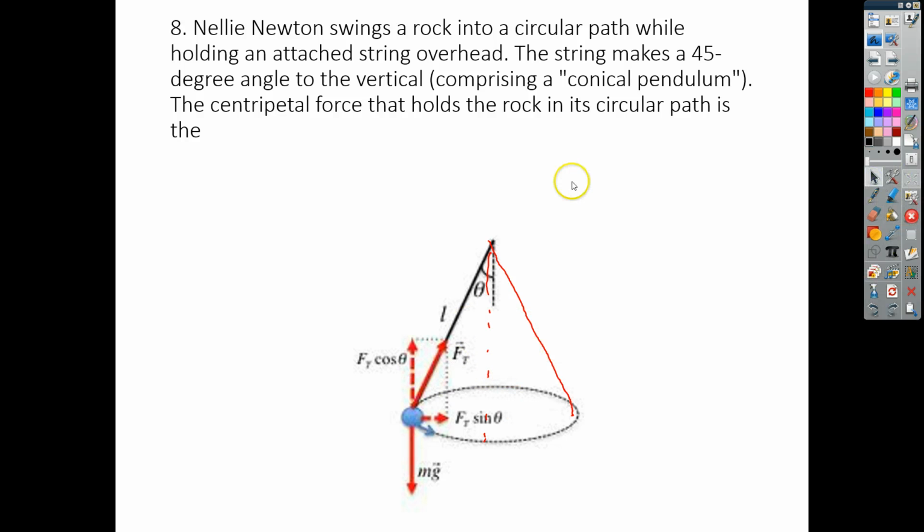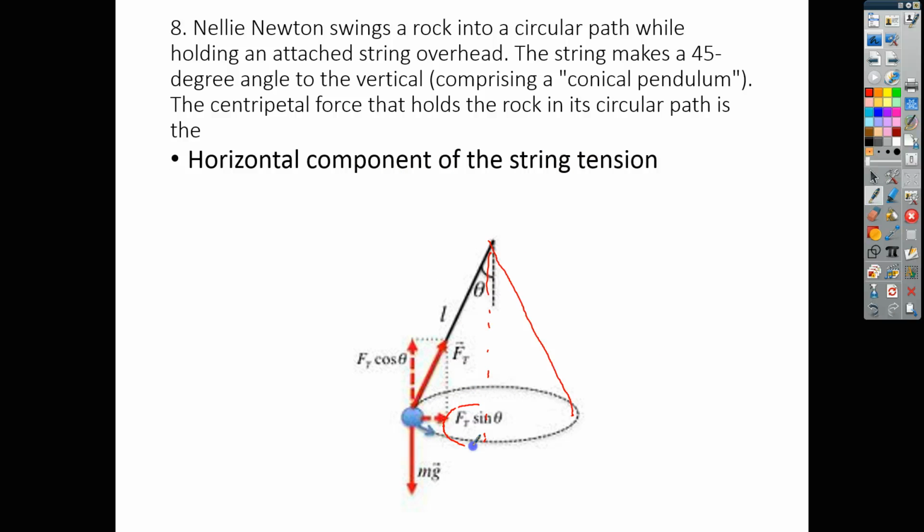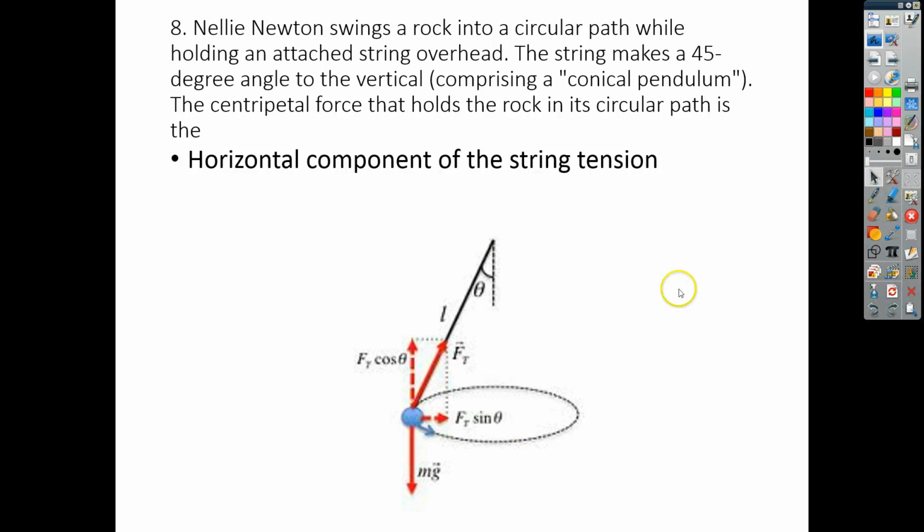The centripetal force that holds the rock in the path is the horizontal component of the string tension. And so you can here see that Ft, that is the horizontal component of the string if we're thinking about using the angle that is right here. So if you're using this angle theta, which is the same one as this one, you'll see that the horizontal component of the string tension is the one that holds it in that circle.